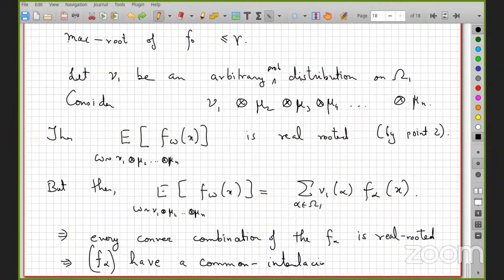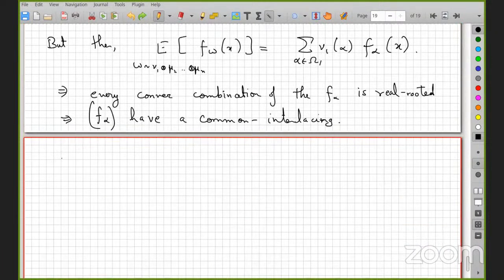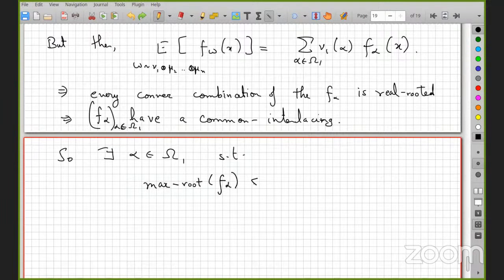But what does that mean? At least one of them must have the property that there exists an alpha such that the max root of f_alpha is less than gamma. So this is by the main interlacing lemma, the first interlacing lemma that we proved.